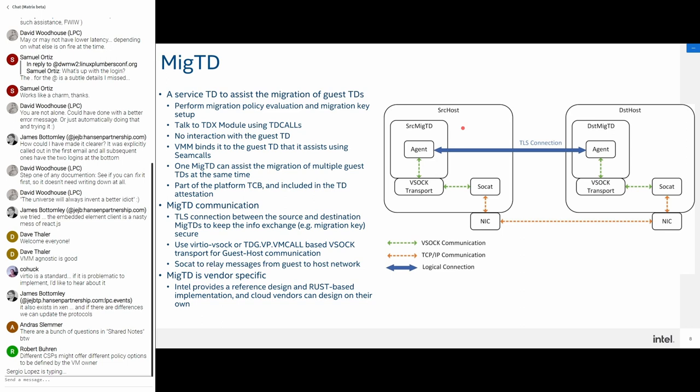I see. So basically the guest TD has control over what micro TD measurement it trusts. Yes, some kind of measurement. Mm-hmm. Thank you.